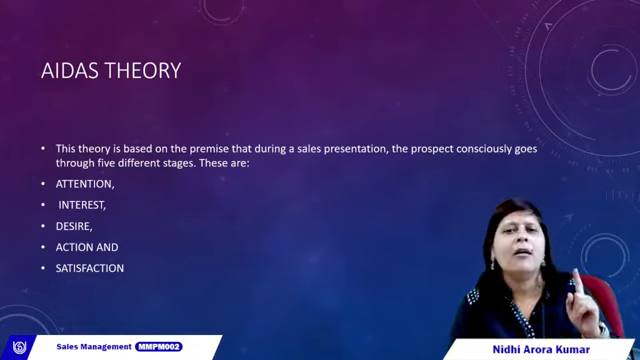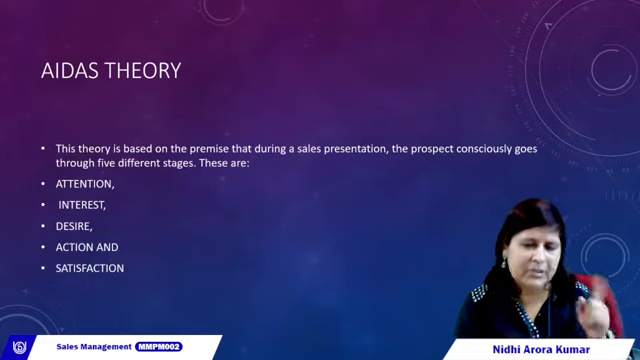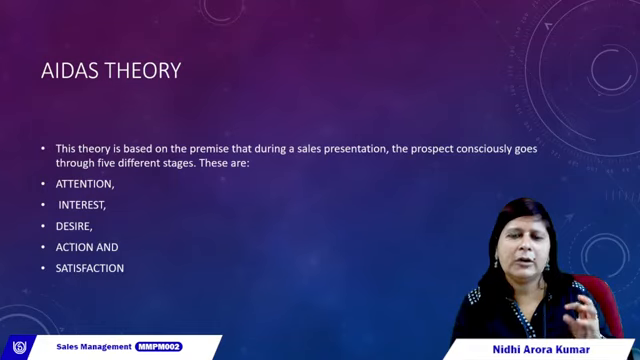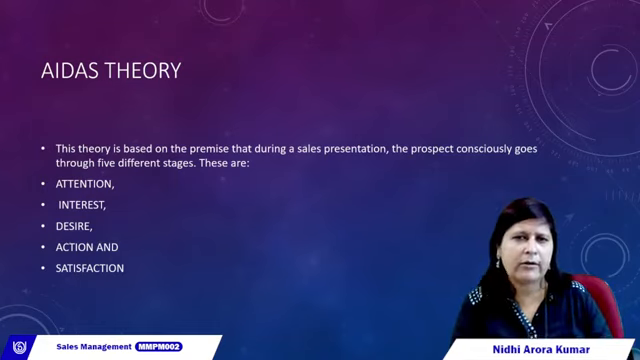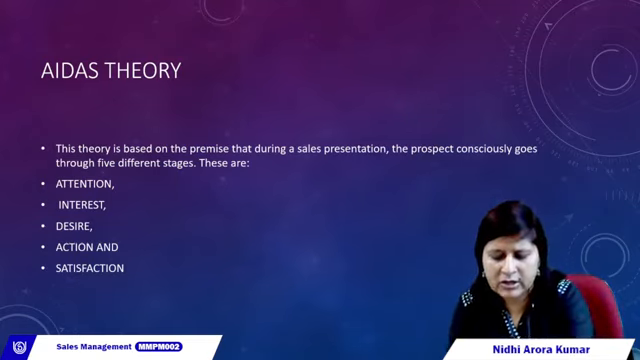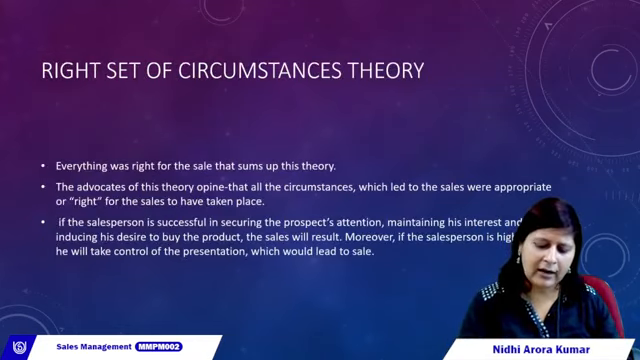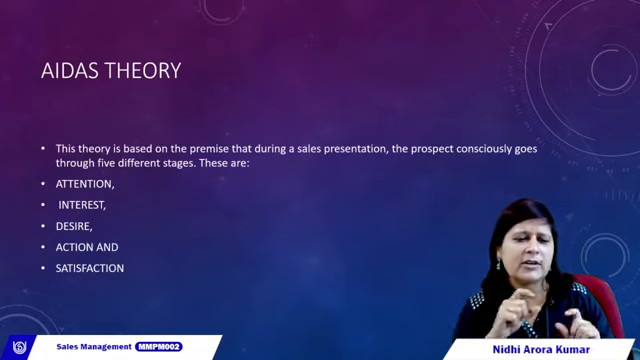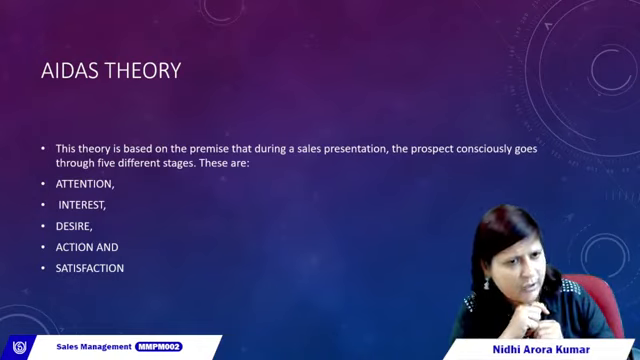It is important that the salesperson, in personal selling, is very much required to get the attention. Then the second is interest. One should keep the customer interested in that product, then desire, action and satisfaction. I hope it is clear, AIDAS theory. In AIDAS, A stands for attention, I stands for interest, D stands for desire, A stands for action, and S stands for satisfaction.